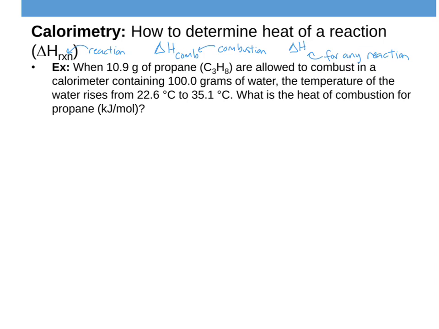So in this question, it's saying that you've got 10.9 grams of propane and that they're allowed to combust in a calorimeter containing 100 grams of water. The temperature of the water rises from 22.6 to 35.1. What is the heat of combustion for propane? So it's a similar idea. Again, I'll draw out a little thing so we can kind of see this. But the idea is that you'd have your calorimeter nice and sealed. You have a thermometer in it.